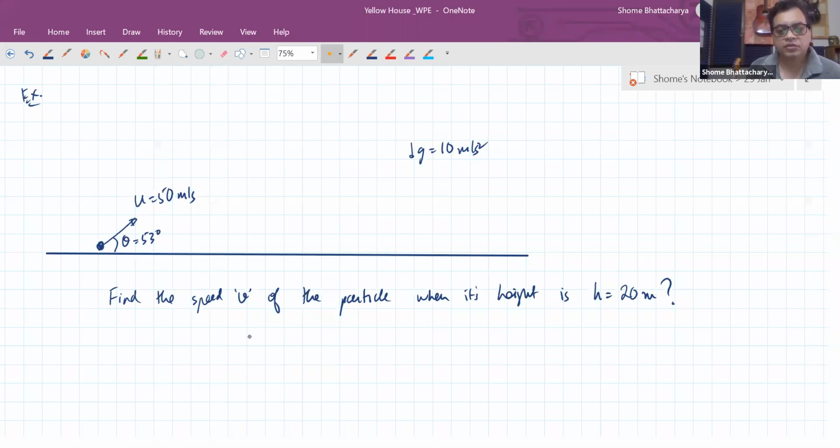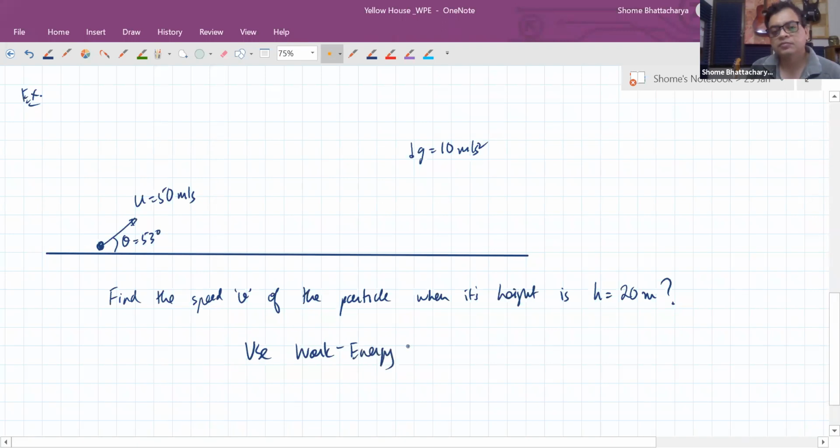Use this concept: work energy theorem. And take the earth plus the particle as your system. Just try this out, people.